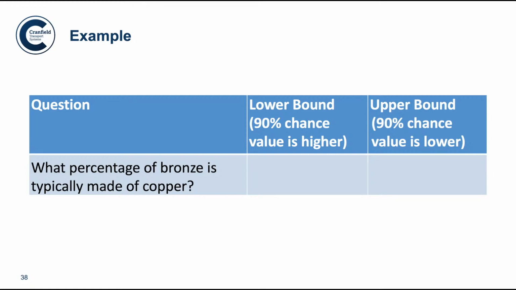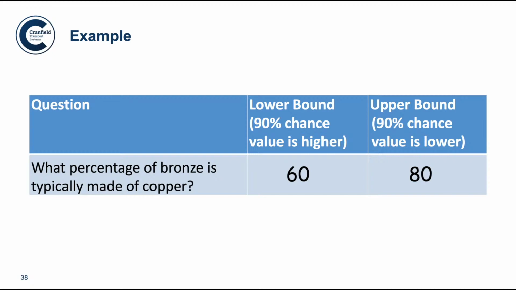But what I'm asking them to do is give a lower bound and an upper bound where you're 90% sure that the correct answer to the question lies within the lower bound and the upper bound. So, for example, what percentage of bronze is typically made of copper? And you might think, well, I think it's more than half, so I'm going to say between 60 and 80. So I asked them to write down those two values for a series of questions.